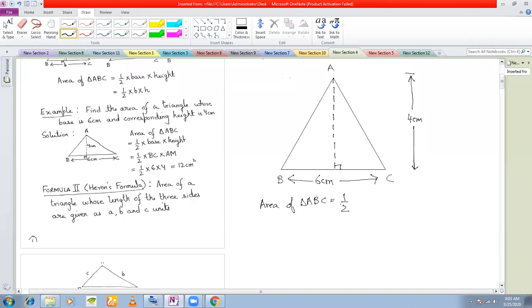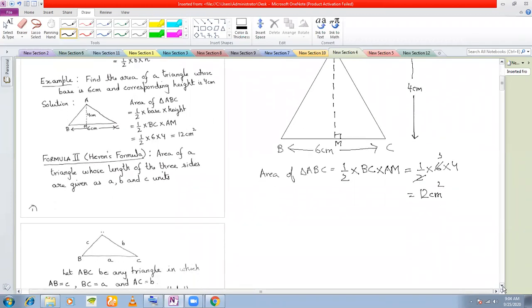So therefore the area of this triangle ABC is half into base. Which one is the base? BC is my base, and let us call this M. So AM is my height. So this is half base into height, which is 12 centimeters square. We write centimeter square as the unit of area. So 12 centimeter square is your area.